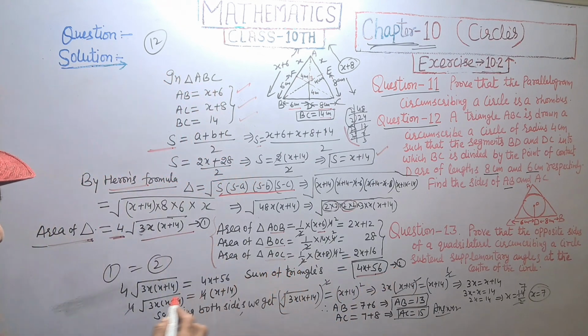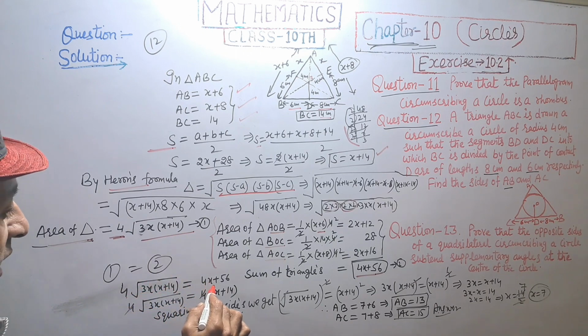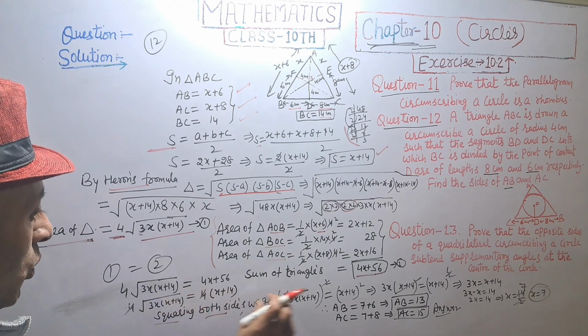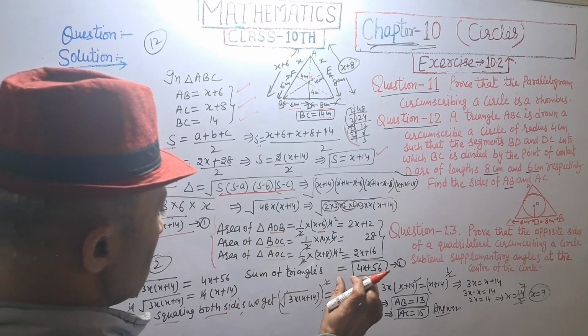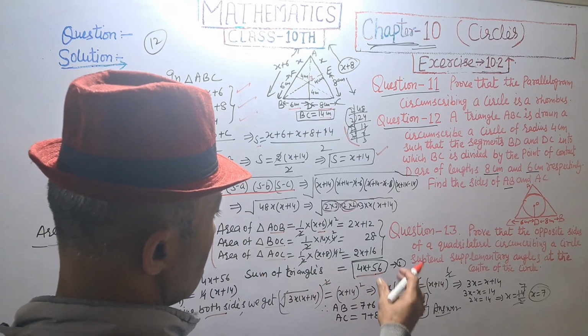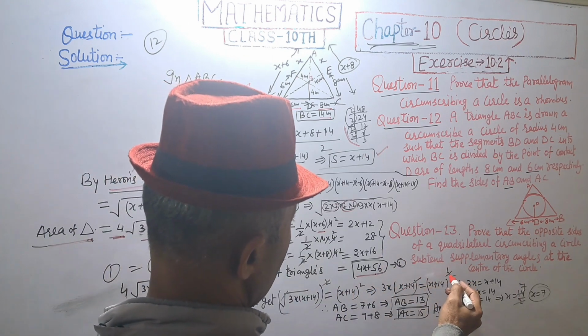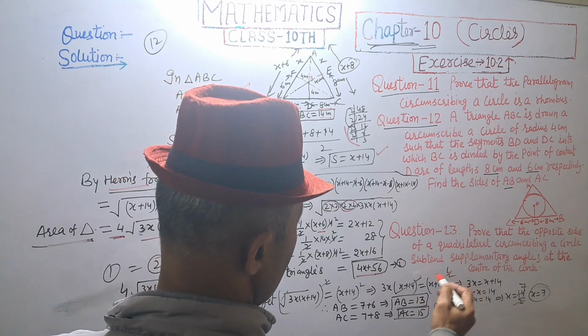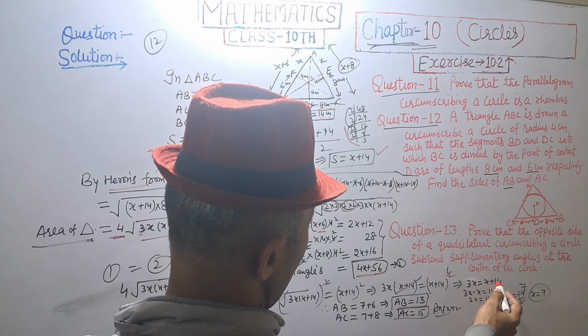First equal to second, we get 4 into root 3x into x plus 14 is equal to 4x plus 56. We are taking common 4, and in bracket x plus 14, 4 is cancelled, and squaring both sides we get: square root is cancelled and x plus 14 square is on the right side, and 3 into x plus 14 is equal to x plus 14 square. One power cancels and x plus 14 is cancelled. We get 3x is equal to x plus 14.